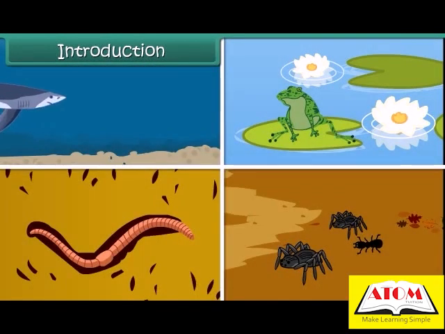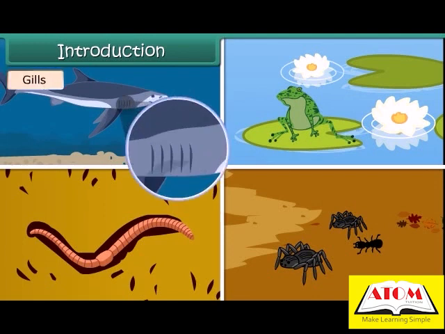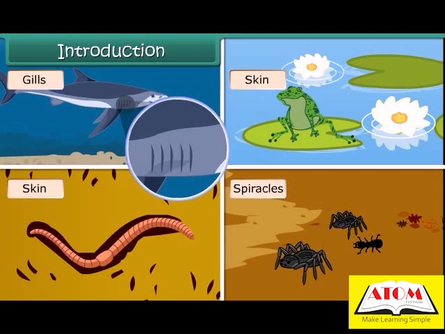While human beings respire through their lungs, plants do so through tiny holes in their leaves. Different animals have different organs that facilitate respiration. Fish breathe through their gills, frogs and earthworms through their skin, insects through their spiracles. In this lesson, we will study in detail the mechanism of respiration in human beings.